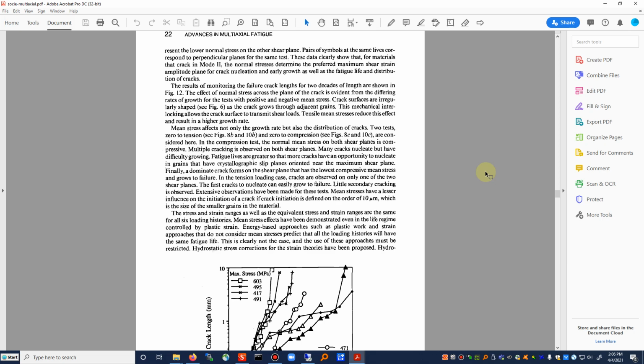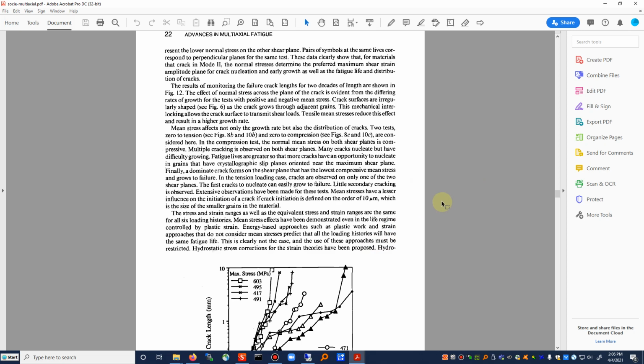In the tension loading case, cracks are observed on only one of the two shear planes. The first cracks to nucleate can easily grow to failure. Little secondary cracking is observed. Extensive observations have been made for these tests. Mean stresses have a lesser influence on the initiation of a crack if crack initiation is defined on the order of 10 micrometers, which is the size of the smaller grains in the material.